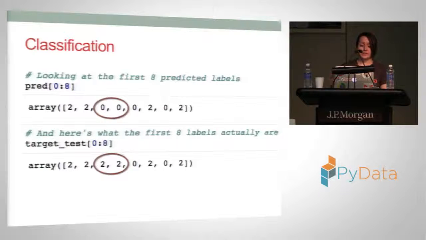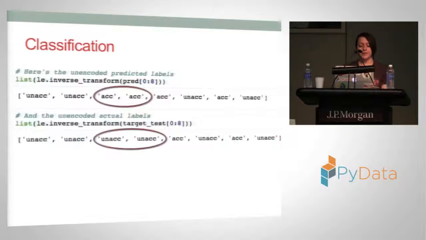So again, what does this mean? You know, they're just numbers. The good news is that we can transform them back into text to understand what they mean. So we can do that with the inverse transform function, which will take our numerical labels and map them back to what their text value is.